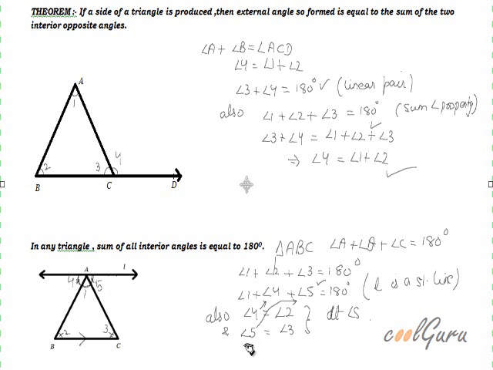So what we get: angle 1, in place of 4 we can write 2, so angle 1 plus angle 2, plus, in place of angle 5 we can write angle 3. Angle 3 is equal to 180 degrees, and this is the required result. Angle 1 plus 2 plus 3 is 180 degrees, or we can say angle A plus angle B plus angle C, the interior angles of a triangle, is equal to 180 degrees.